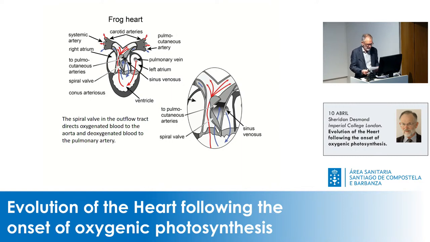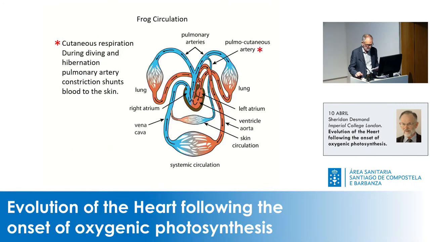This arrangement provides a high degree of functional separation of the pulmonary and systemic blood flows, but unlike the anatomical separation in mammals. In addition, the pulmonary artery gives off a pulmonary cutaneous branch, which supplies the skin, where blood is oxygenated and then returns to the heart via the systemic circuitry, the vena cava. So oxygenated blood returns from the skin to the heart via the systemic veins, and so is mixed with deoxygenated blood from the tissues.